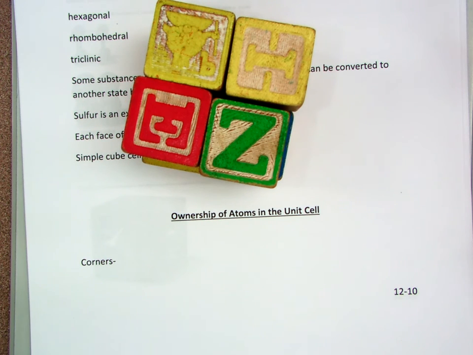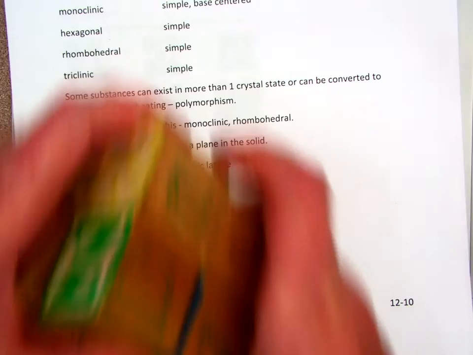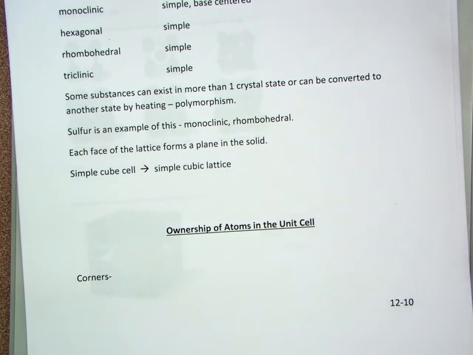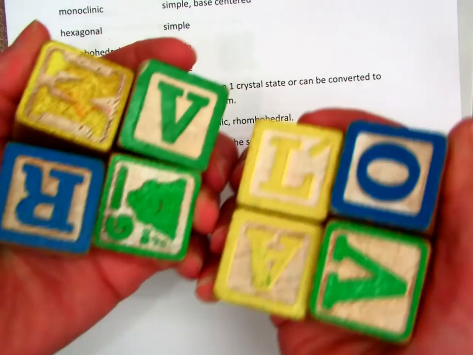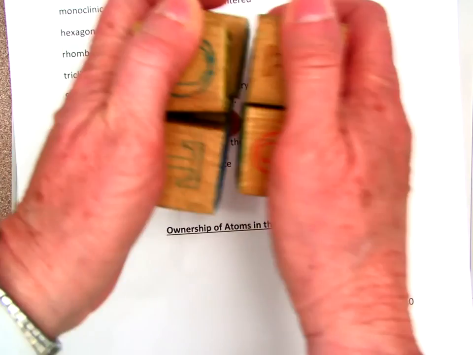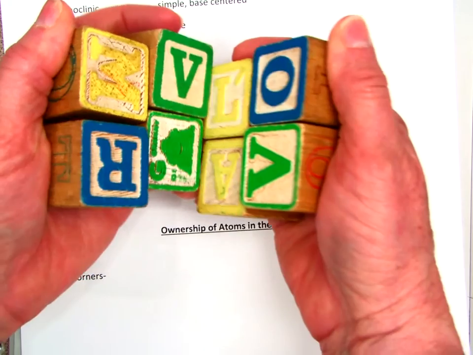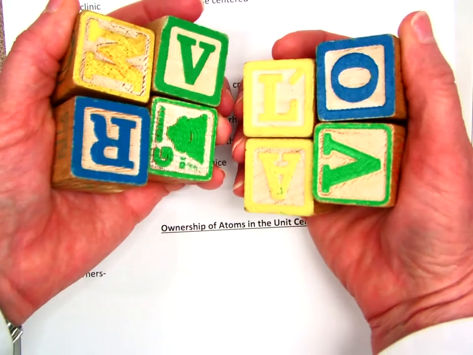Think of total. Don't think of 1 plus 3 more. How many total share this? Here's my three-dimensional space. Now we've got an atom right here. How many cells are touching that atom? 8, right?